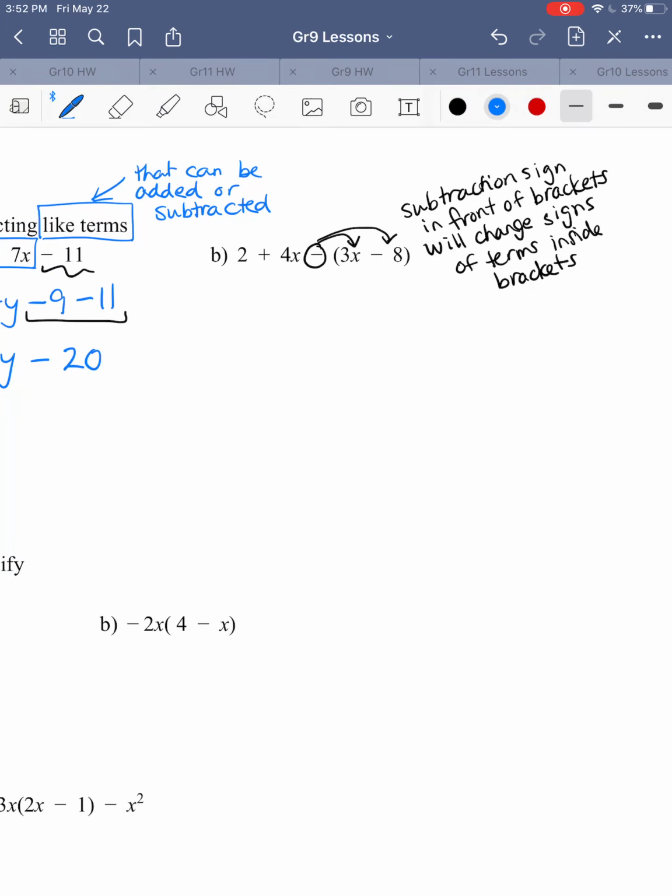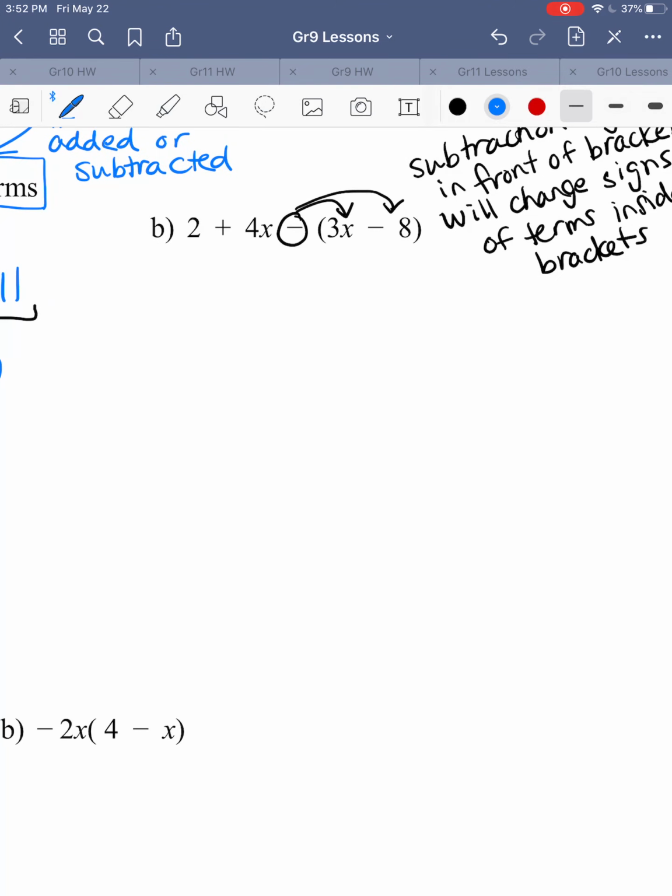Okay, so keeping that in mind, I am now going to rewrite this expression. So we have 2 plus 4x, and now we're going to change the signs of what's in the bracket. So instead of a positive 3x, we're going to have minus 3x. And now instead of a negative 8 or a minus 8, we're going to have a plus 8.